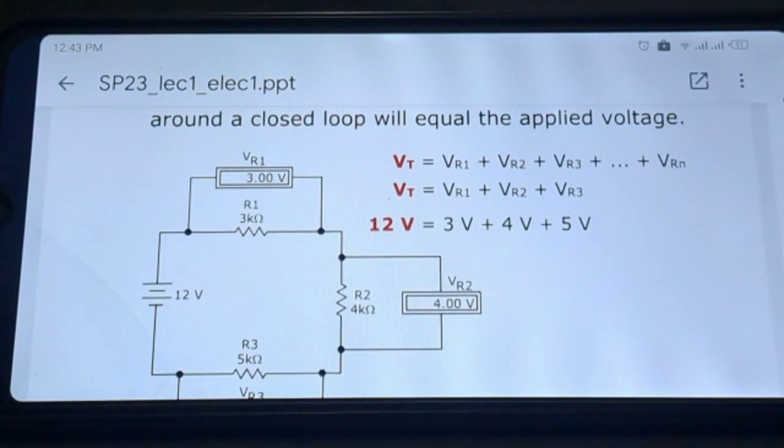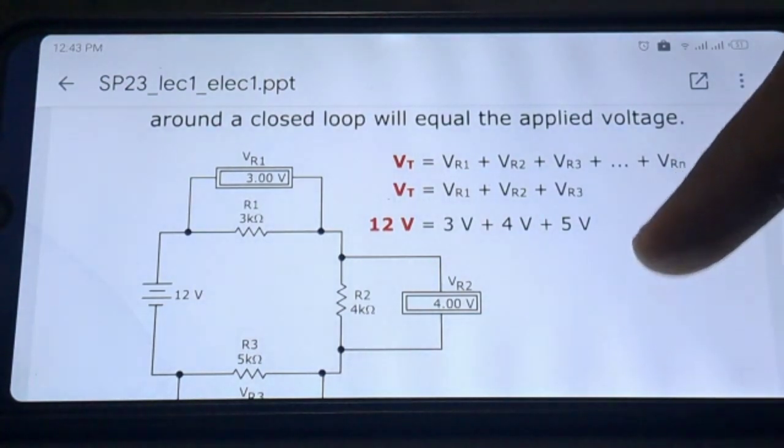The total voltage is equal to the voltage of resistor 1 plus voltage of resistor 2 plus voltage of resistor 3 and so on, as in the case of KCL, Kirchhoff's current law. So the voltage becomes 12. Total voltage becomes 12, and the sum of resistor 1, resistor 2 and resistor 3 voltages also becomes 12, which proves KVL.